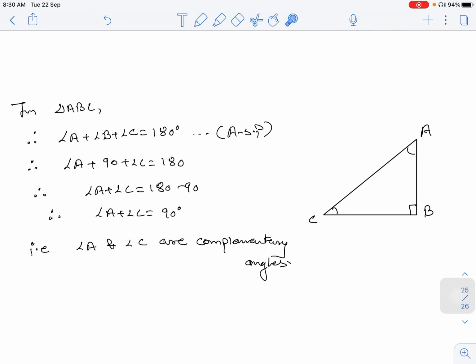Now angle A plus angle C, if we change the side of this 90 degrees, finally we get angle A plus angle C is equal to 90 degrees. What does it mean that angle A plus angle C is 90 degrees? It means angle A and angle C are complementary angles. Now we are going to use this property and find the relation between some complementary angles.